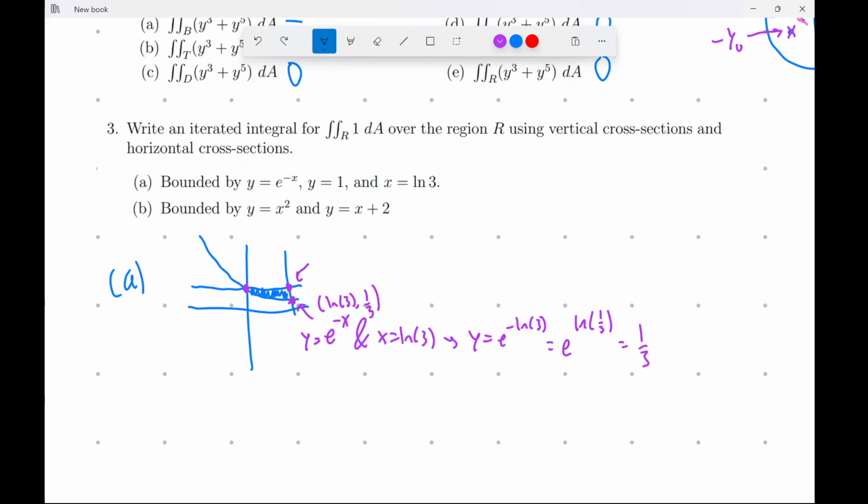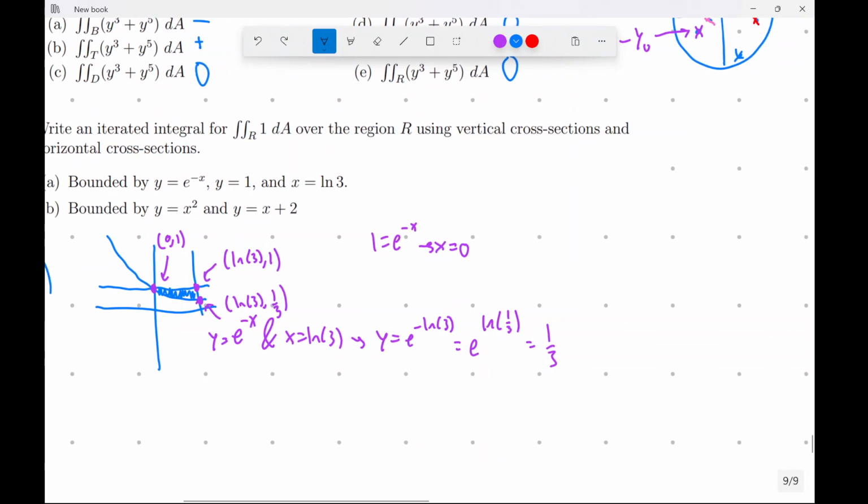Similarly, this point is the intersection between x equals ln of 3 and y equals 1, so that's easy. It's just ln of 3 and 1. And then that one is the intersection of y equals 1 and y equals e to the negative x. So if we want to find the x coordinate, we do this, and it gives us x equals 0. So that coordinate is 0, 1. Okay, so now we can set up our integrals.